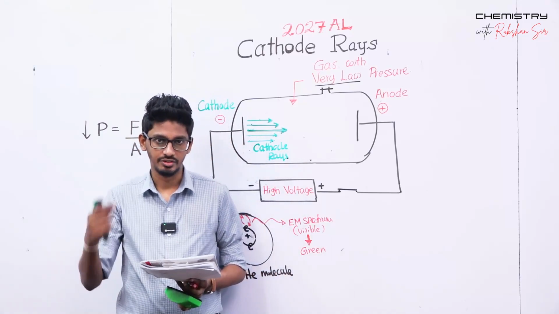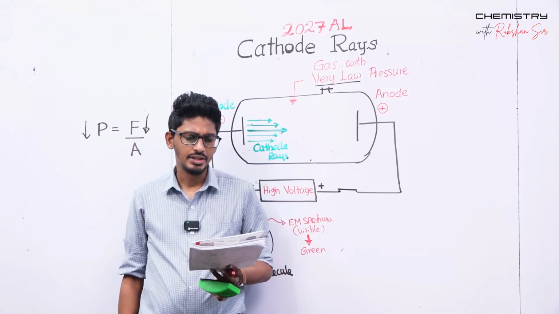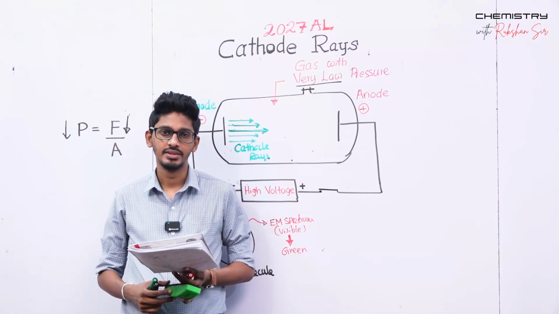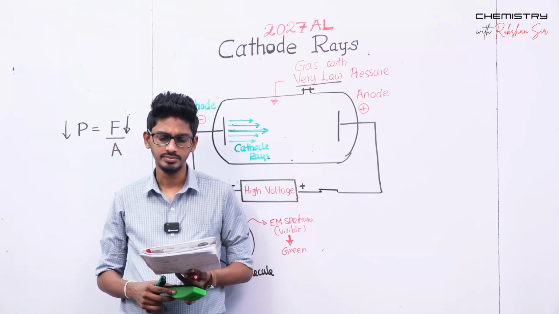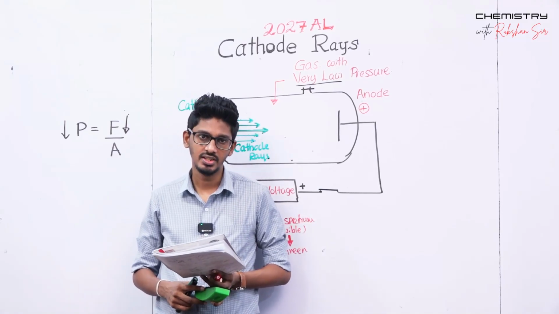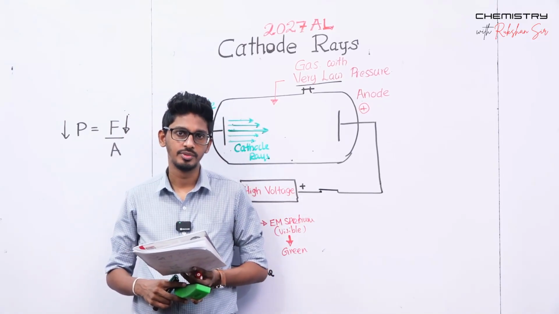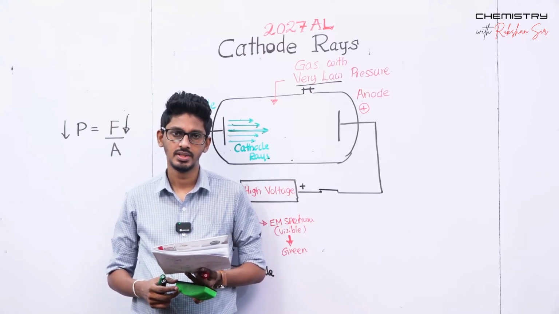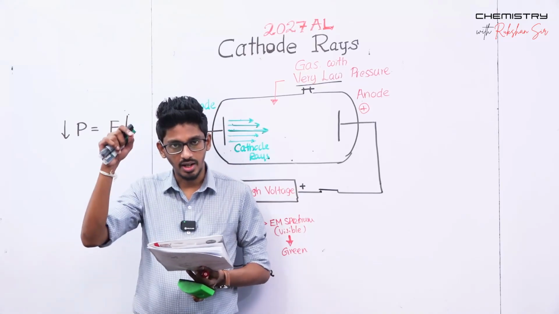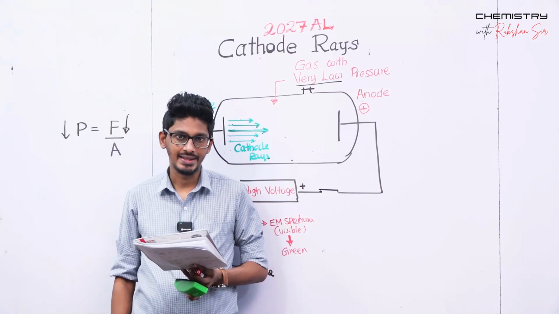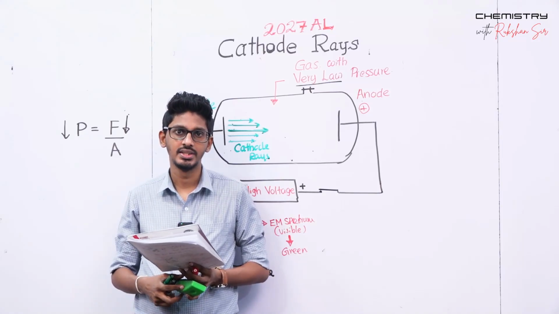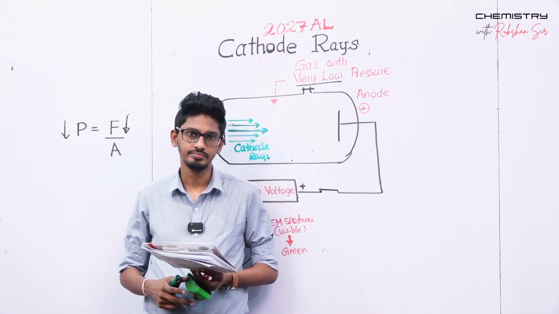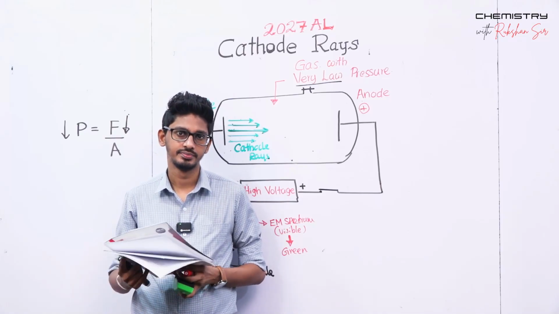In the next line, just write, this radiation emitted from the cathode was given the name, within inverted commas, write it in red color, cathode rays.